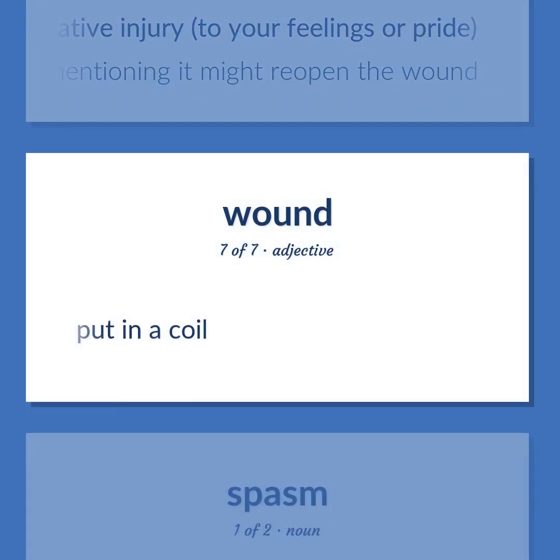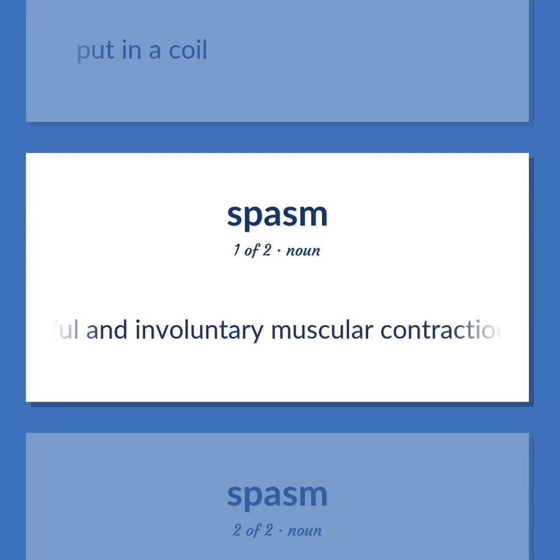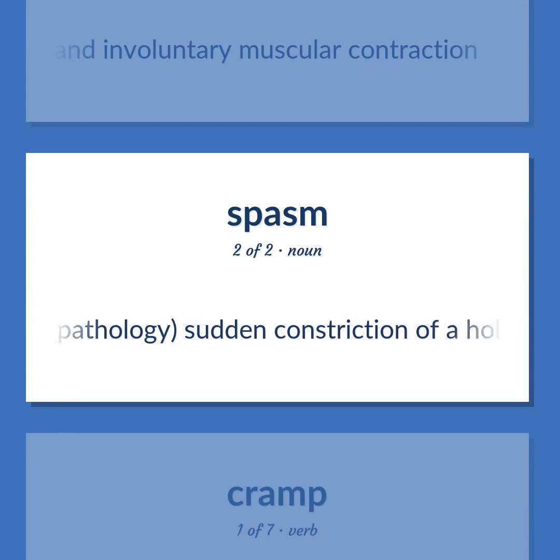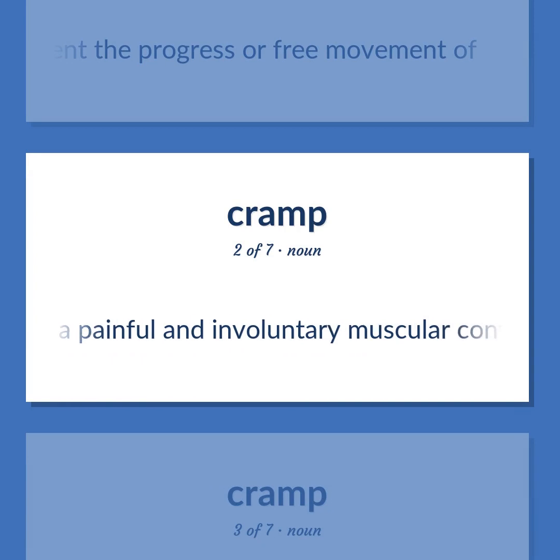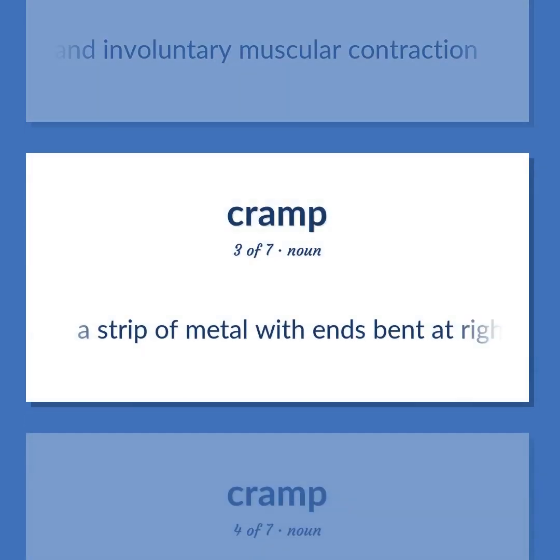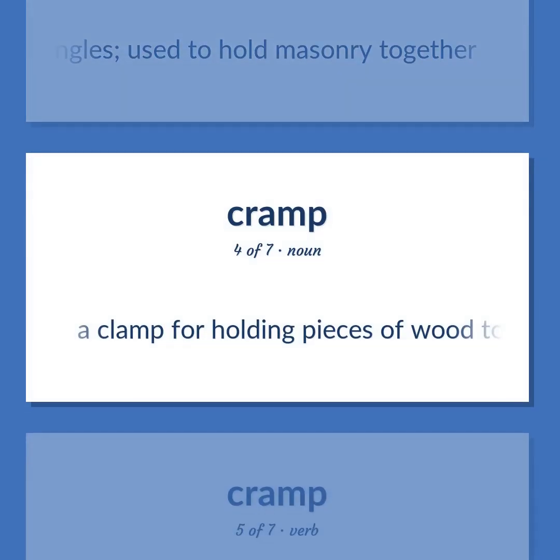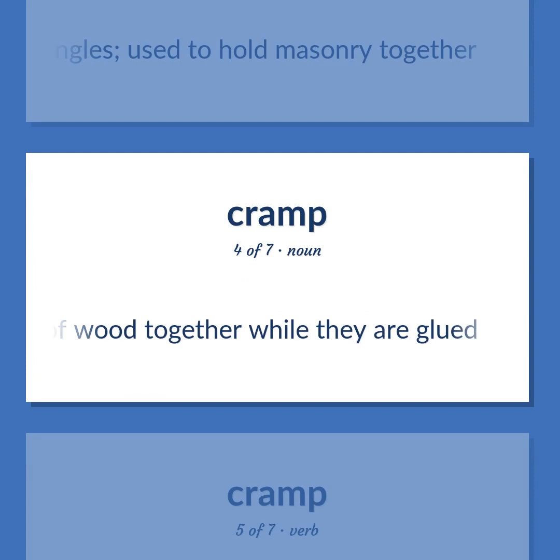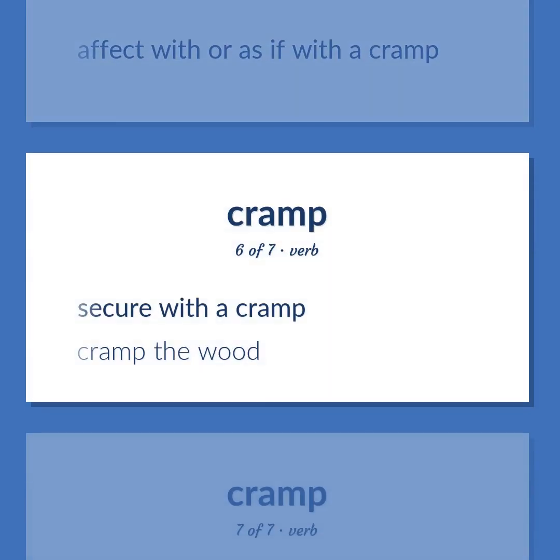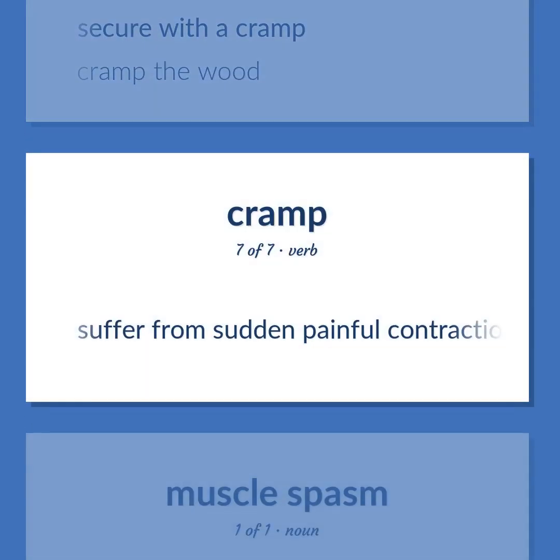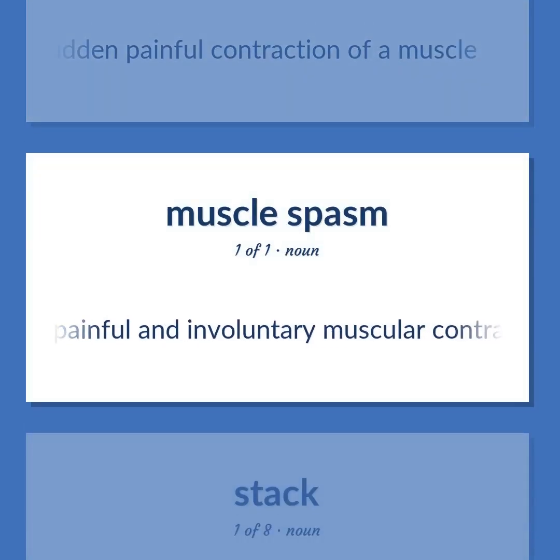Put in a coil. A painful and involuntary muscular contraction. Pathology: sudden constriction of a hollow organ, as a blood vessel. Prevent the progress or free movement of. A painful and involuntary muscular contraction. A strip of metal with ends bent at right angles, used to hold masonry together. A clamp for holding pieces of wood together while they are glued. Affect with or as if with a cramp. Secure with a cramp. Cramp the wood. Suffer from sudden painful contraction of a muscle. A painful and involuntary muscular contraction.